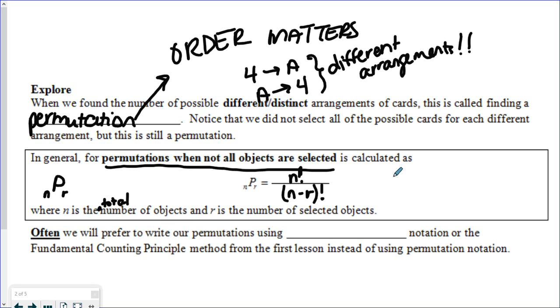Actually, I'll do the calculator strokes in a bit. You could always punch in this formula. So for our cards example above, we had 4 factorial divided by 4 minus 2 factorial. 4 factorial, again, we know is 4 times 3 times 2 times 1, which is 24. 4 minus 2 factorial is just 2 factorial, which is 2. So that gets us 12, which we had. We had 12 possible arrangements.